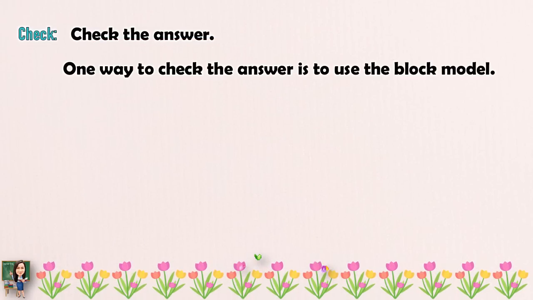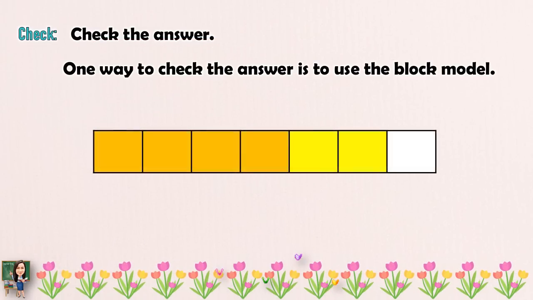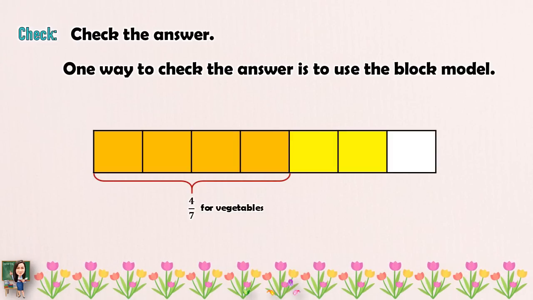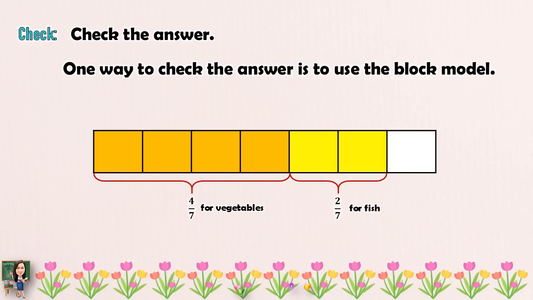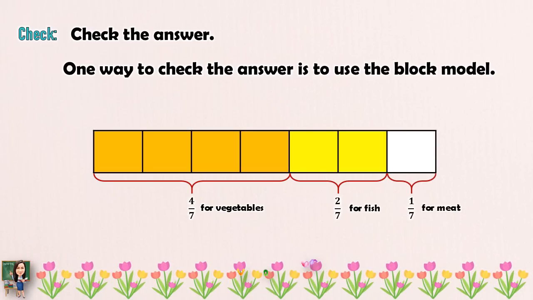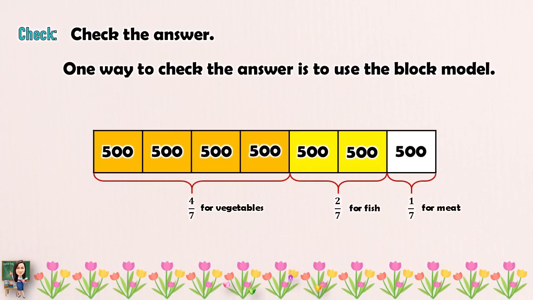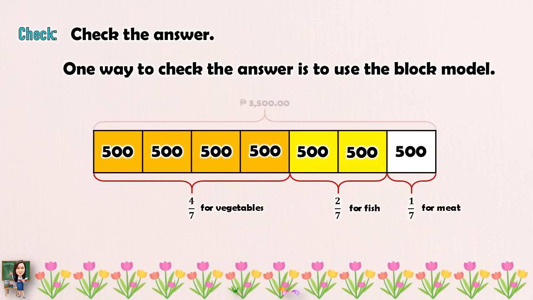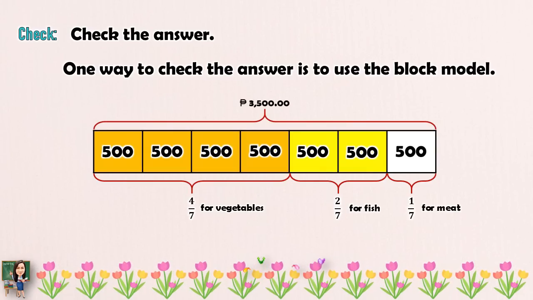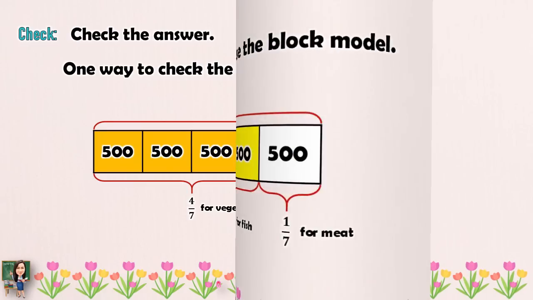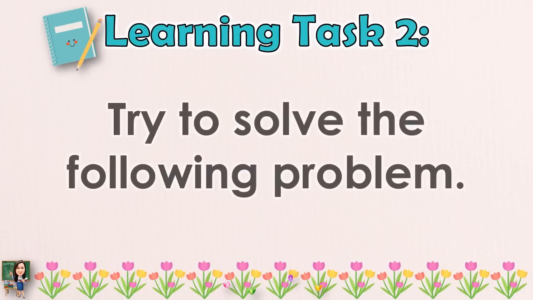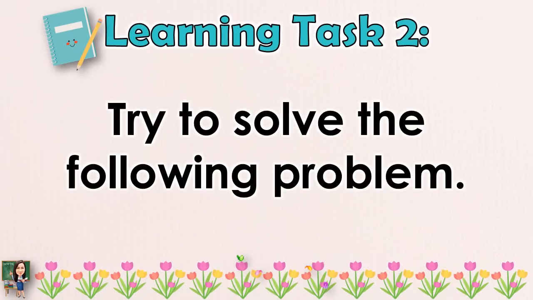Check the answer. One way to check the answer is to use the block model. 4/7 for vegetables, 2/7 for fish, and 1/7 for meat. The amount of each block is 500 pesos for the total of 3,500 pesos. Let's move to learning task 2. Try to solve the following problem.